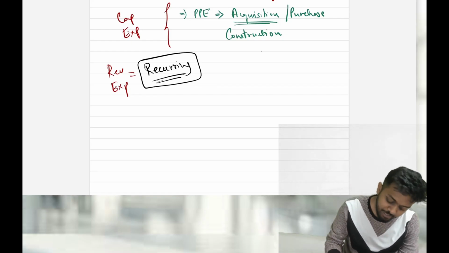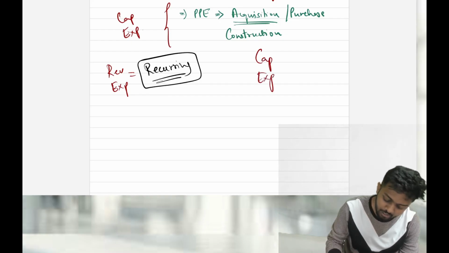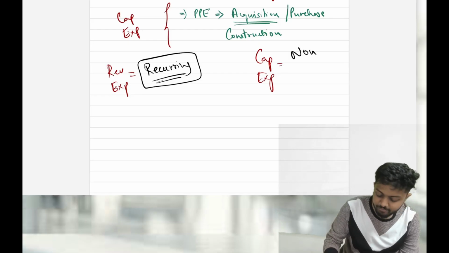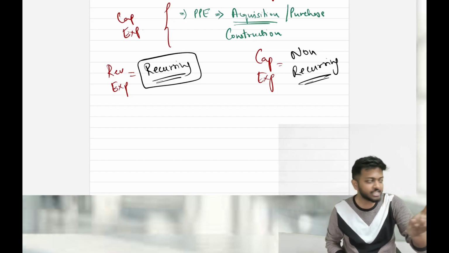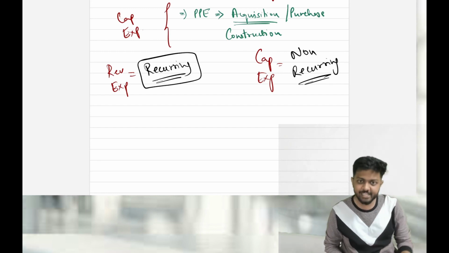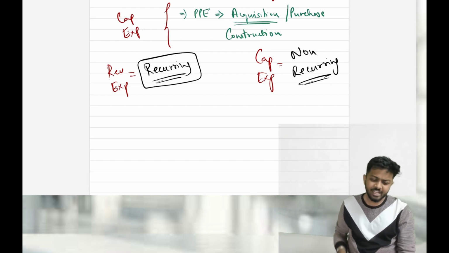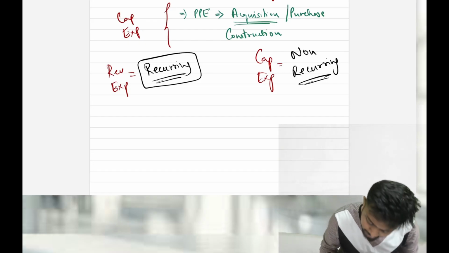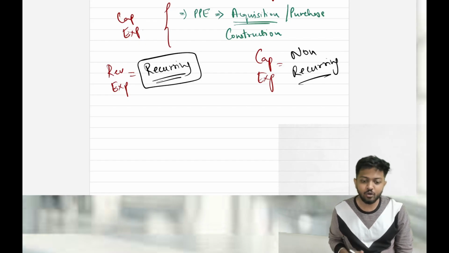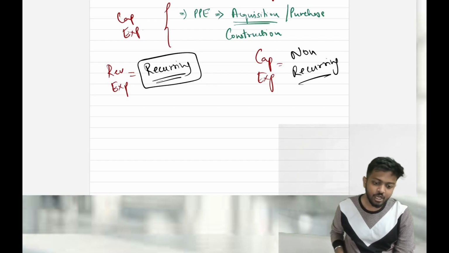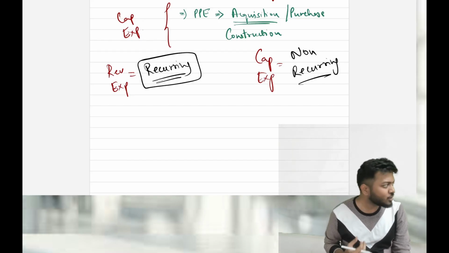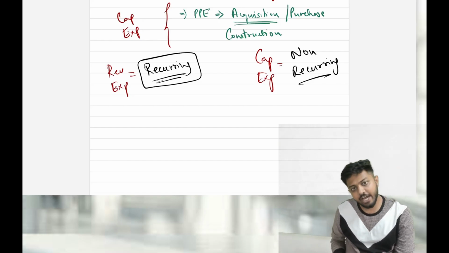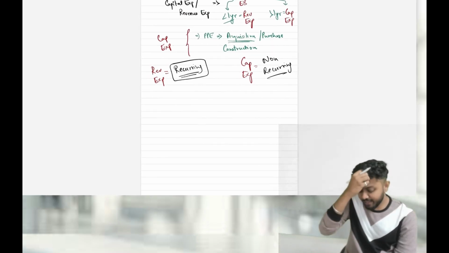If you see capital expenditure, it will generally be non-recurring. That means it will not be repetitive in nature. For example, purchase of fixed assets or PPE is a capital expenditure. You don't purchase every month. Generally there will be huge intervals between purchase of one fixed asset and another. So it is non-recurring. The frequency of the transaction is very less. So capital expenditures are generally non-recurring, whereas revenue expenditures are very much recurring. Correct? No?